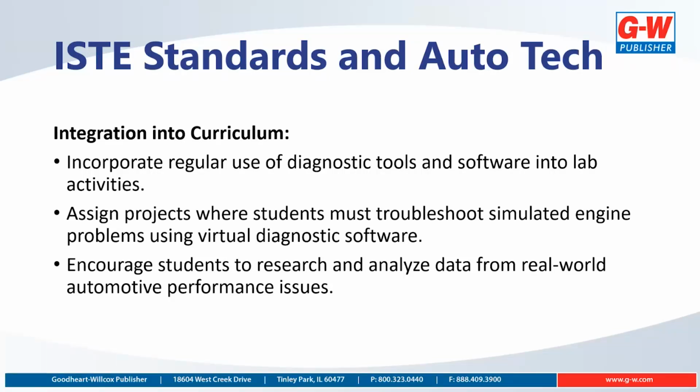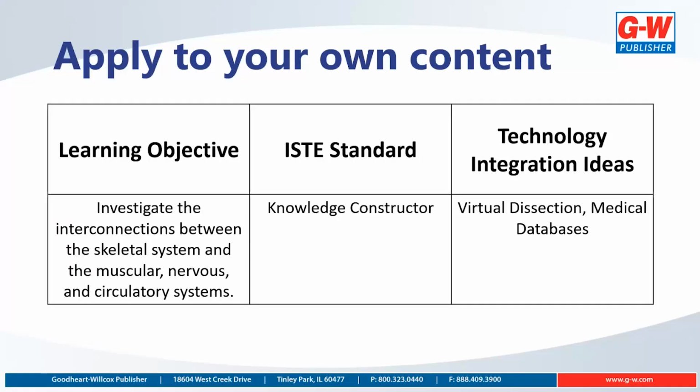Okay, that was a long-winded example. We're going to run through a little bit shorter one, and then it's going to be your turn to think about this. So here's another one. Let's say I'm a health science teacher. So here's an anatomy and physiology learning objective, right? It says, investigate the interconnection between the skeletal, muscular, nervous, and circulatory systems. So then I think, okay, what is that asking my students to do? And I think about it in the lens of that ISTE educator standard.